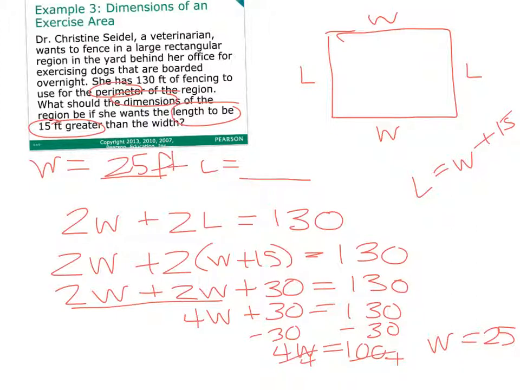Okay, we are also going to have to find our length. Well, our length is supposed to be 15 feet longer than the width. So if you take the 25 and add 15 to it, you will find that the length of your fence is going to be 40. And now you know how big of a yard to make.